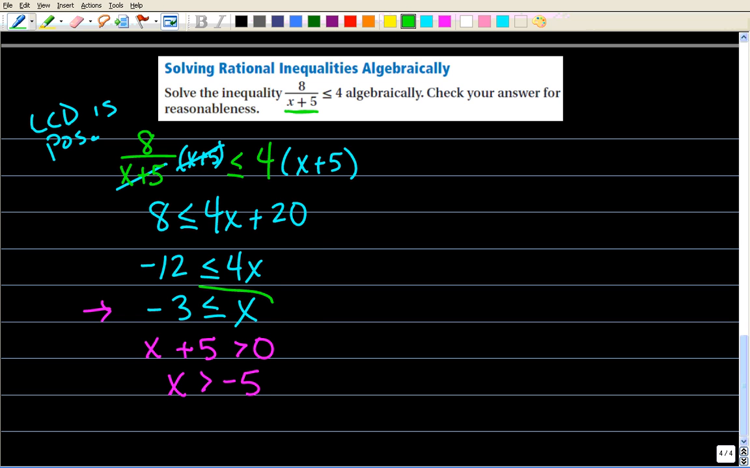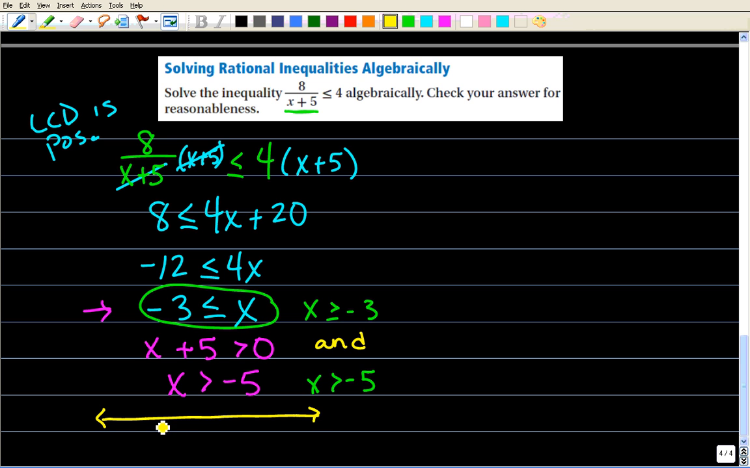We have this negative 3 is less than or equal to x, or in other words, x is greater than or equal to negative 3. And we've got x is greater than negative 5. If you'll remember, a long time ago we would look at a number line because this would be an AND statement for the solution. So we would have negative 5 and negative 3. And anytime we had an AND statement, we want to look at where it overlaps.